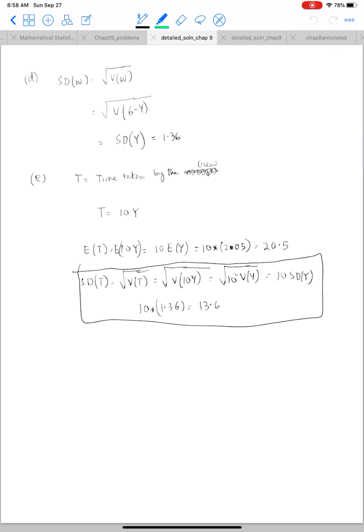Then we talk about the standard deviation, which is the square root of variance, which is the variance of 6 minus y. Once again, the variance of ax plus b is a squared times the variance of x. So my a is -1, my b is 6. So this is the same as the square root of the variance of y, because we had -1 squared, which is 1, which gives me the standard deviation of y. So the standard deviation of w is the same as the standard deviation of y, which is 1.36.